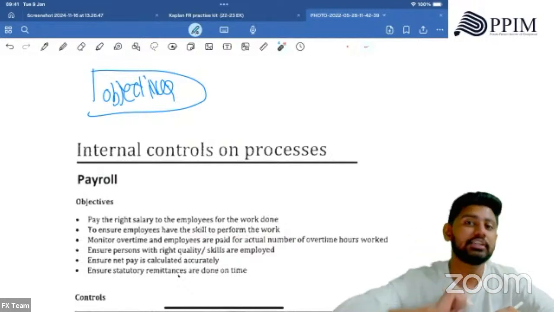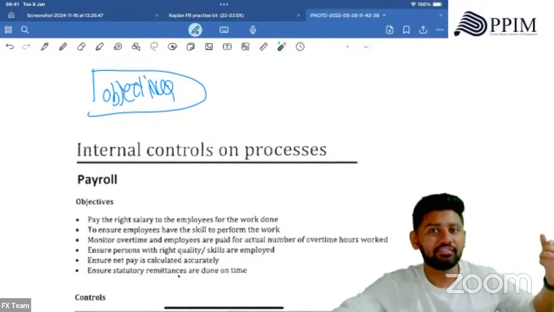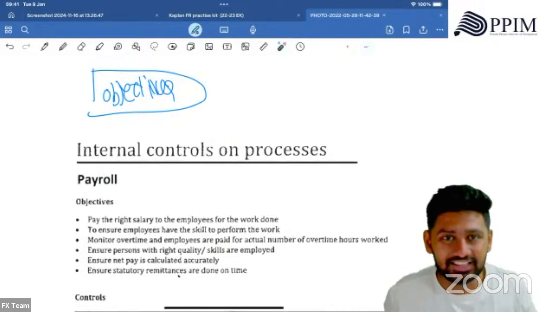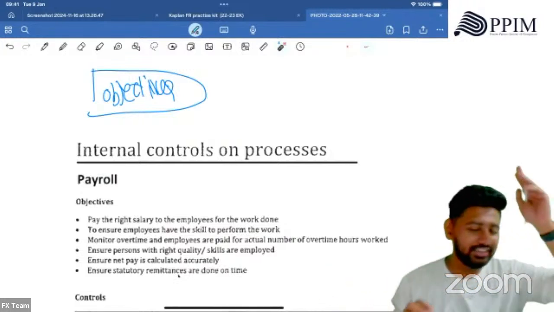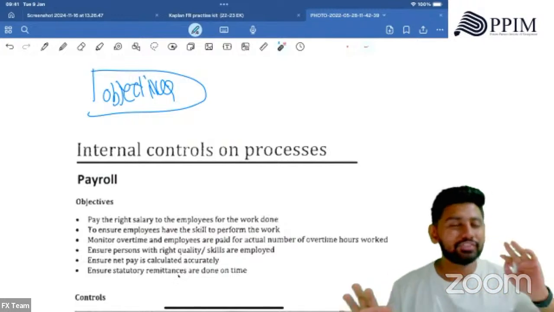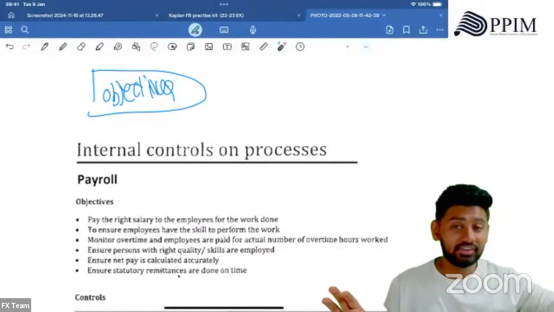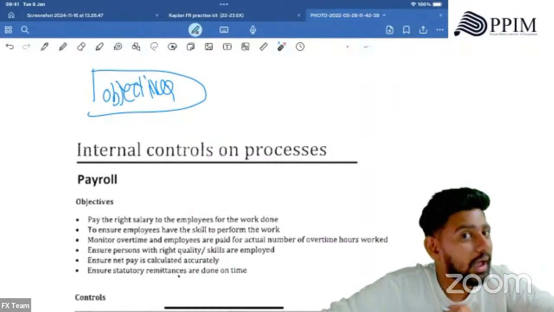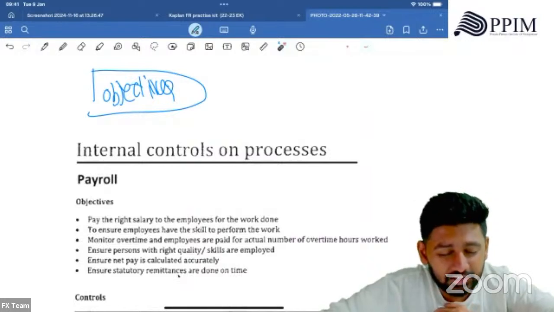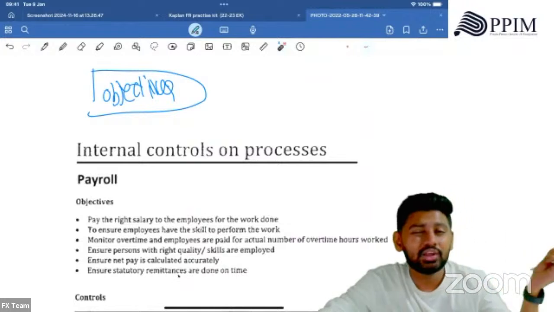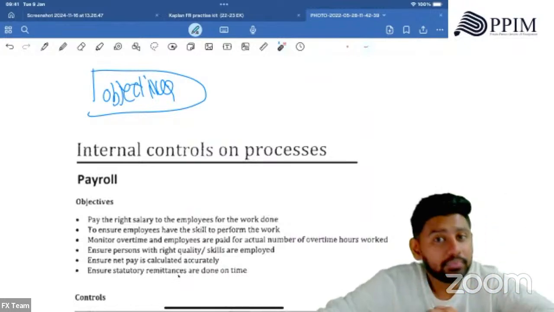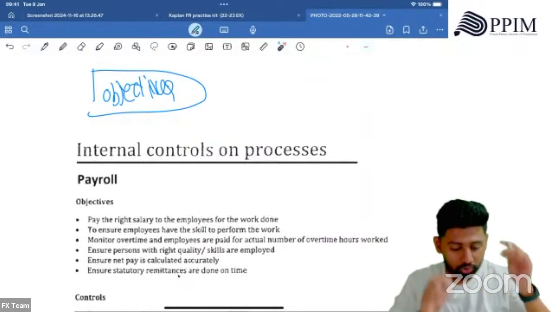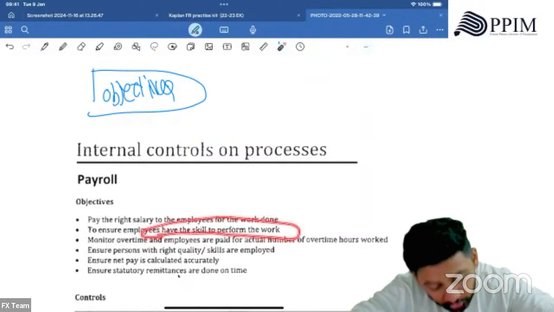To ensure employees have the skill to perform the work. I'm teaching audit, but if I have the wrong person teaching audit, for example, a person who doesn't have experience teaching audit, maybe someone like Ramli comes in and he teaches, what will happen there? You're bringing in the wrong person to teach a subject, then there is a problem. You should never bring in the wrong person to do a job. So you have to make sure that you have the person who has the skill to perform the work.